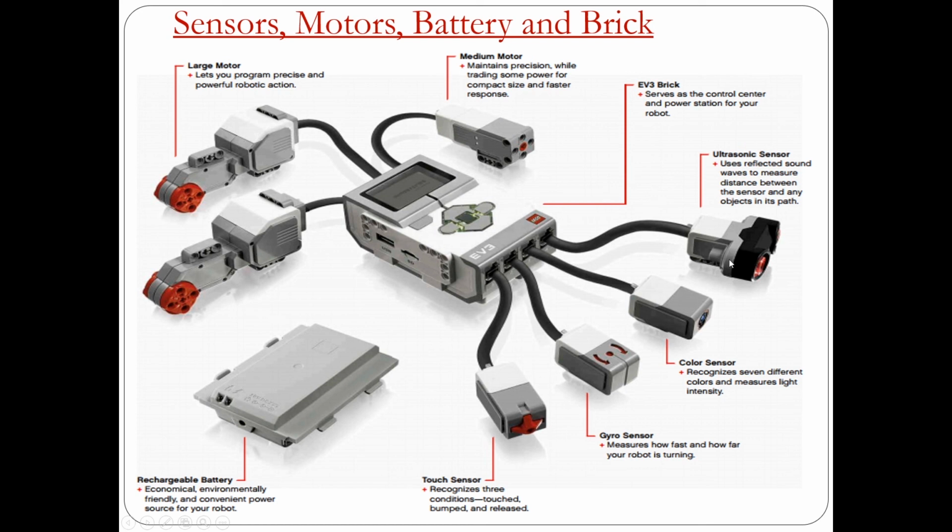This one uses reflected sound waves to measure distance. Next, we have the color sensor. It can recognize different colors. Next, we have the gyro sensor. It can measure how fast your robot goes or runs. Next is the touch sensor. It can feel when it's touched, bumped, or released. And lastly, we have the battery, the rechargeable battery, of course. This is very important. Without this battery, all of this will not work. We already know the use of a battery.